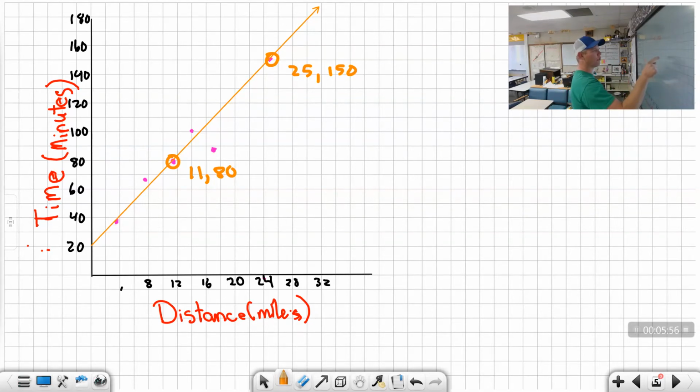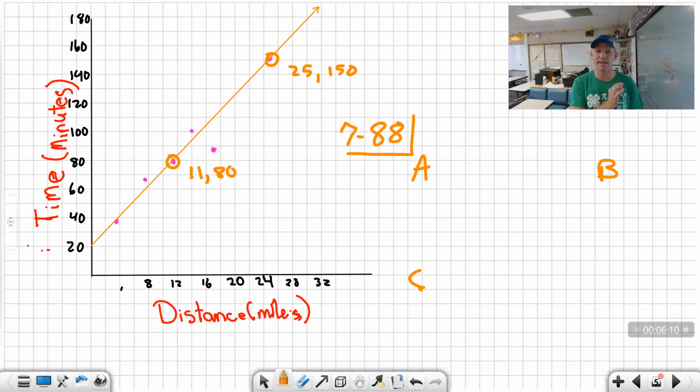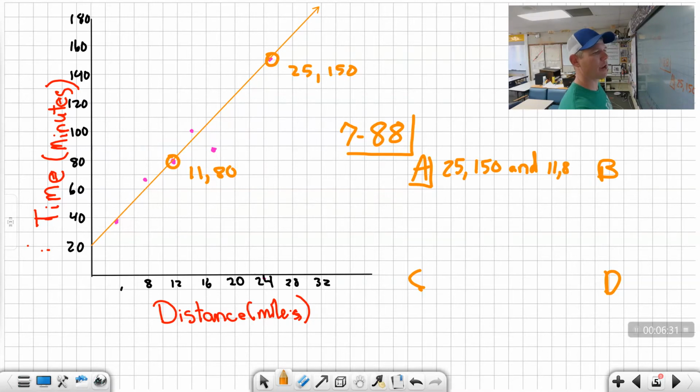Okay. Down below you have problem 7-88. Okay, and then it's A, B, C, and D. Right? Now, problem 7-88A is asking, choose 2 points to find the slope of the line. So I want you to record these 2 points: 25, 150 and 11, 80. And what we need to do is find the slope of this line.